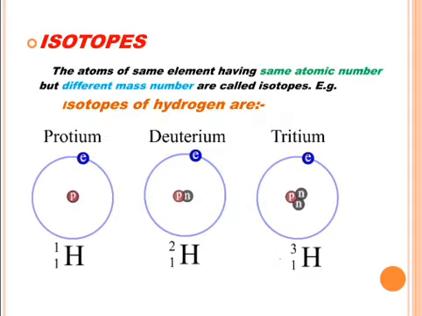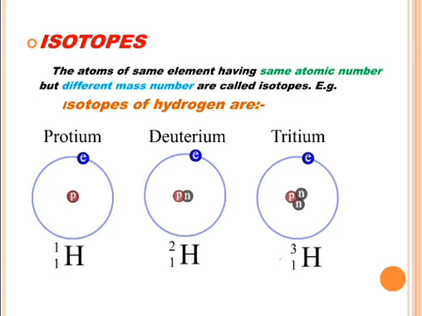Let us see first what are isotopes. Students, in nature a number of atoms of some elements have been identified which have the same atomic number but different mass numbers. So the atoms of the same element having the same atomic number but different mass number are called isotopes.